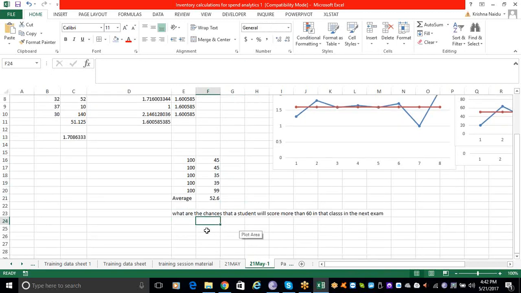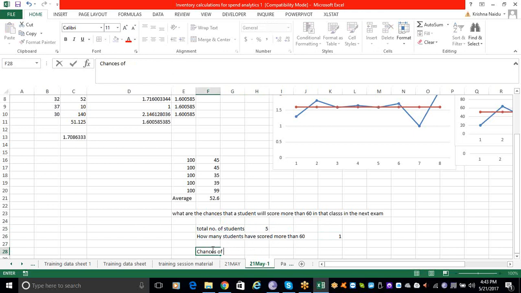Tell me, can you predict it? Yes, we can predict it. So there are a total number of students. How many? Five. Okay, great. So how many students have scored more than 60? Tell me, how many students have scored? One. Okay.